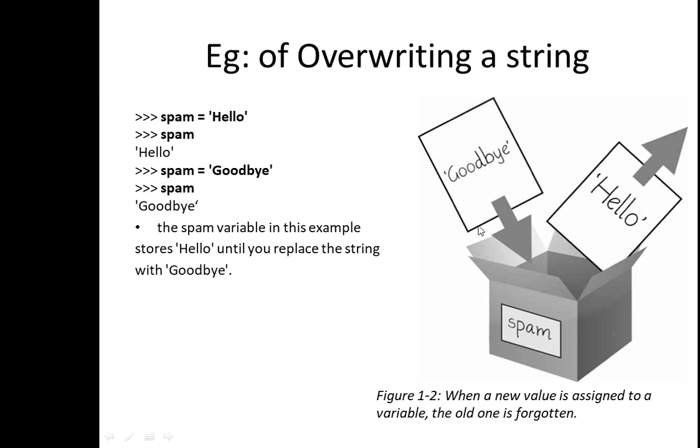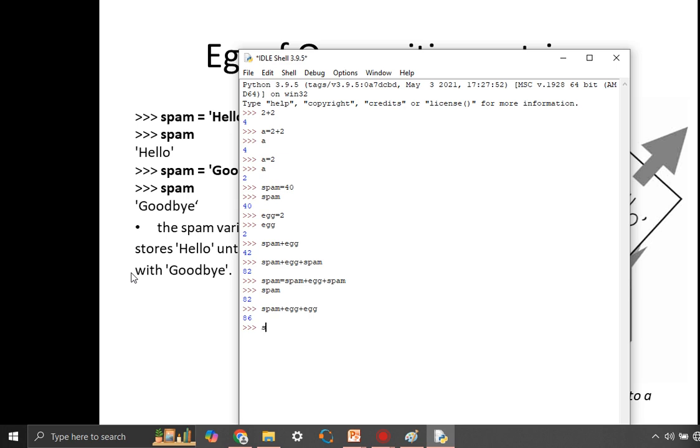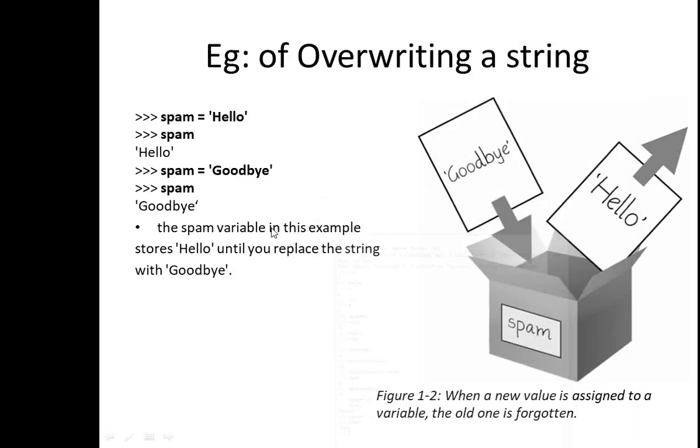So this is what we call overwriting a string. In the previous example we saw overwriting an integer variable. Now we can see how we can overwrite a string. Let's say I can also assign a string to a variable. So what is spam now? It's a variable. Now again I will assign to the same variable "bye". So what is the value of spam? It is now "bye". What has happened is we have replaced it. This we call overwriting.